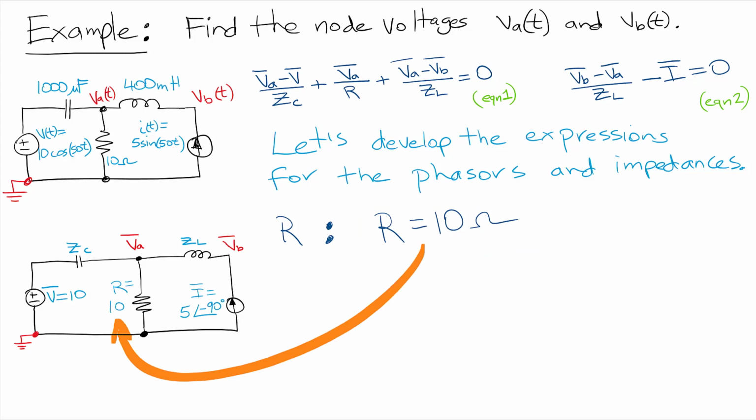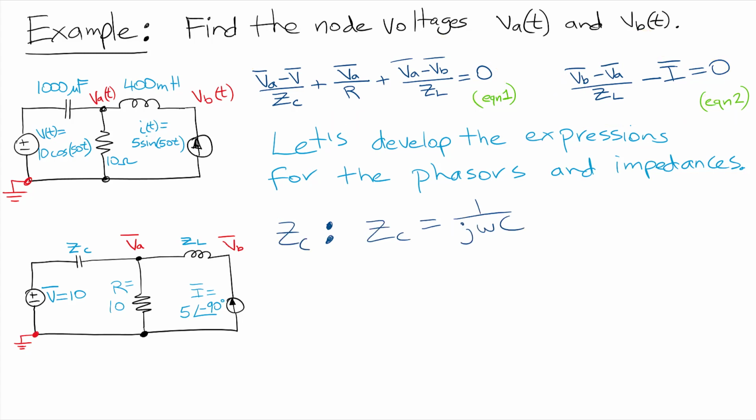It's a real number. Now, all of these things that we're going to put into these equations up here, we're going to put in the values. Okay, so that's what we're working towards. So now let's write the expression for the capacitor. The capacitor's value is 1,000 microfarads, and the equation for the impedance of the capacitor is 1 over j omega C.